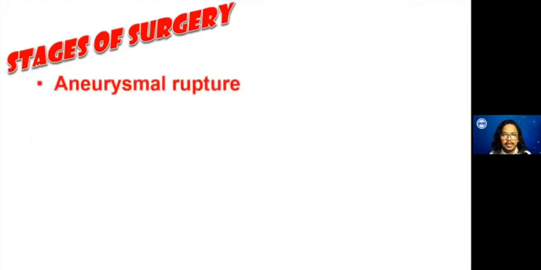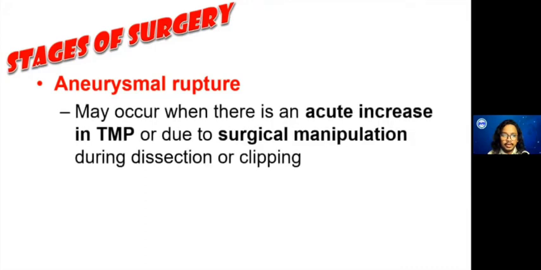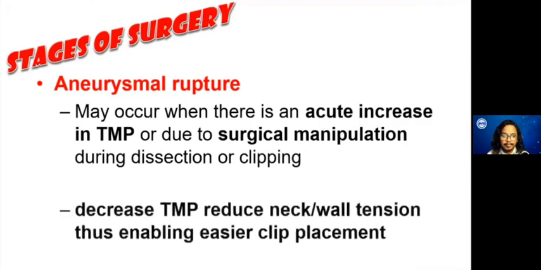By far, the most dreaded complication is intraoperative aneurysmal rupture due to its potential for significant morbidity and mortality. This may occur during conditions that promote increases in TMP, as previously described, or during direct manipulation. During dissection and clipping, we aim to decrease TMP in order to reduce aneurysm neck and wall tension, thus facilitating clip placement.